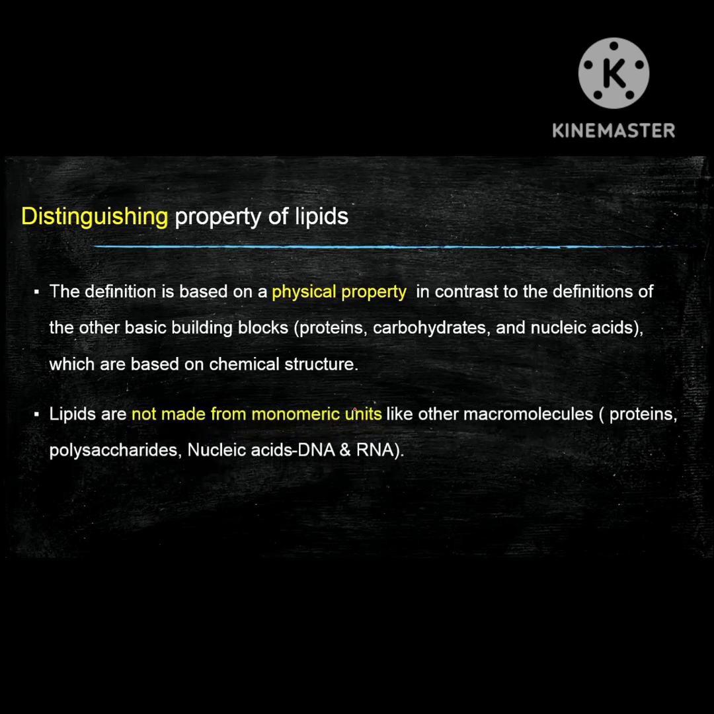One more point, lipids are not made of monomeric units. Like carbohydrates, they are made up of monosaccharides. Their basic unit is a monosaccharide. Like proteins, their basic unit is amino acid, and it is the polymerization of these amino acids or monosaccharides that makes the macromolecules like carbohydrates, proteins. Nucleic acids, their fundamental unit is nucleotide, and when the nucleotides undergo polymerization, they make nucleic acids like RNA, DNA. But in case of lipids, you will not see any monomeric unit, isn't it? So this is one more distinguishing characteristic feature of the lipids with respect to other macromolecules.